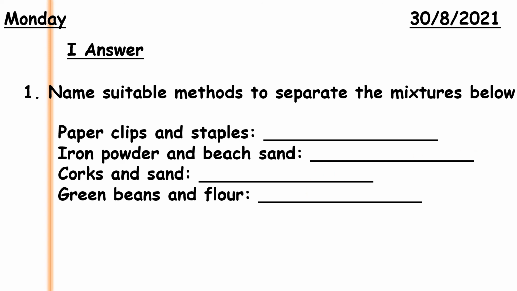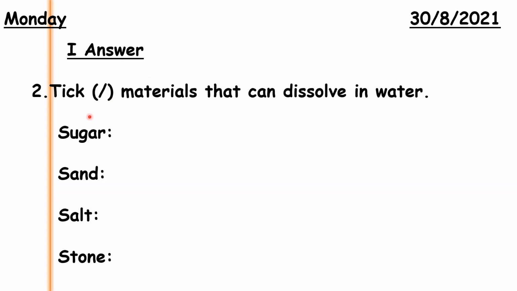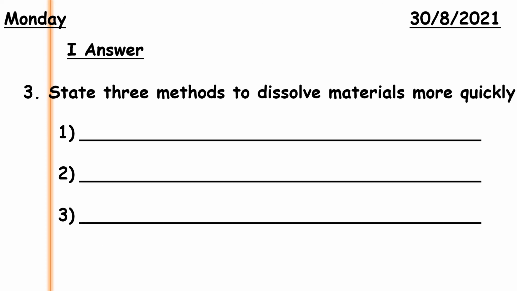Okay, number 2, tick materials that can dissolve in water. So you just list down the materials and tick the correct answer. And then number 3, copy the question. State 3 methods to dissolve materials more quickly. And then you list the 3 methods here.